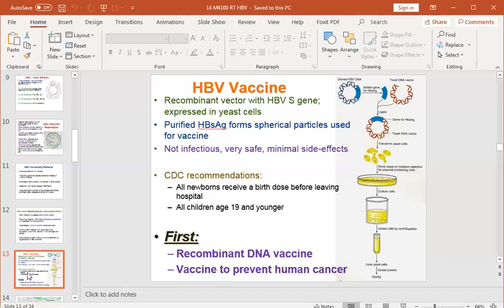So the vaccine is called the HBV vaccine. The composition of the HBV vaccine is HBS antigen, so the body develops an immunity against it. It doesn't have a genome, so it's not infectious. And this recombinant DNA vaccine is the first vaccine that prevents human cancer called hepatocellular carcinoma.